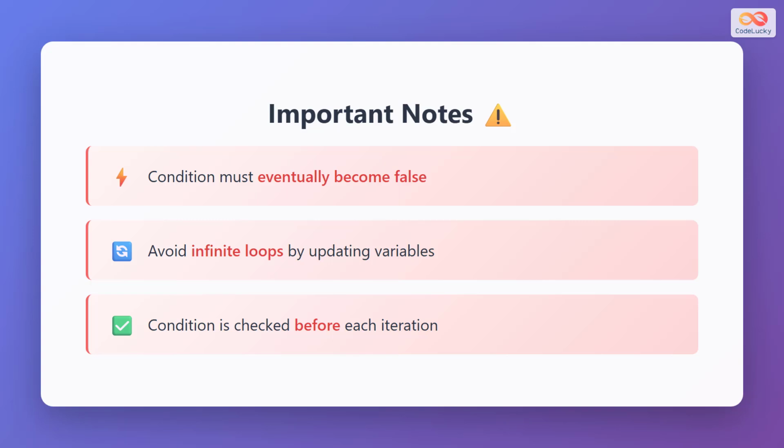Before we finish, let's cover 3 critical points. First, your condition must eventually become false, otherwise your script will never stop running. Second, avoid infinite loops by making sure you update the variables used in your condition. If you forget to increment a counter or change a value, your loop will run forever. Third, remember that the condition is always checked before each iteration, which means if the condition is false from the start, the loop body will never execute even once.